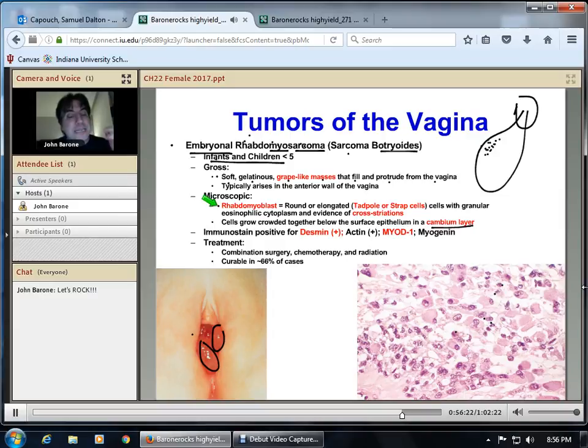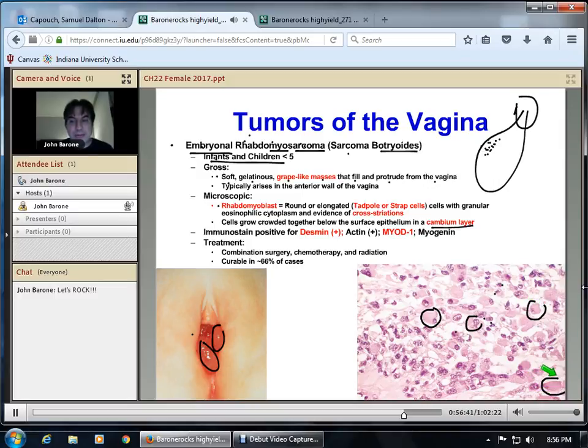Now you're going to see these immature rhabdomyoblasts. They're kind of round or sometimes elongated. When they become long, look at the cytoplasm. Doesn't this look like a muscle cell? It's like an immature muscle cell. Here's another one. That's a rhabdomyoblast. Here's another one with the cytoplasm.